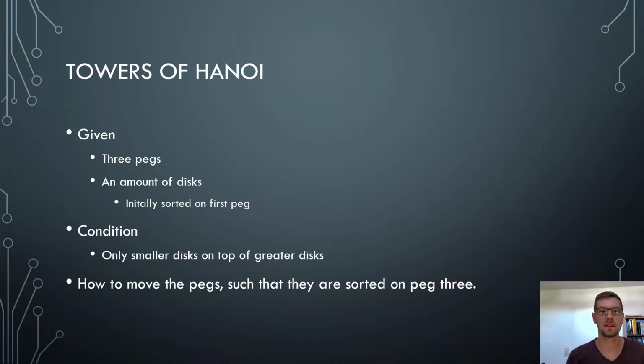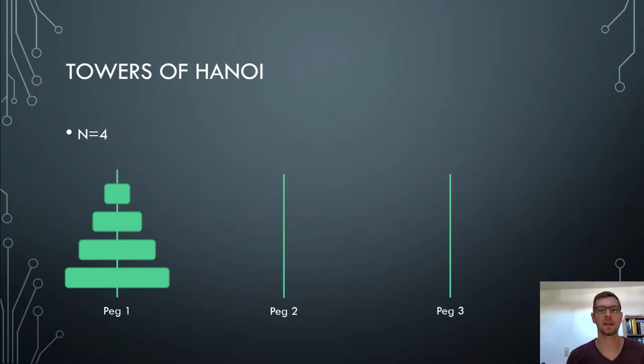So there is the condition that we can only move smaller disks on top of greater disks. And that makes it a little bit more difficult to solve this puzzle, but as you will see, there's a straightforward algorithm to achieve that. Alright, so let's have a look at an example first.